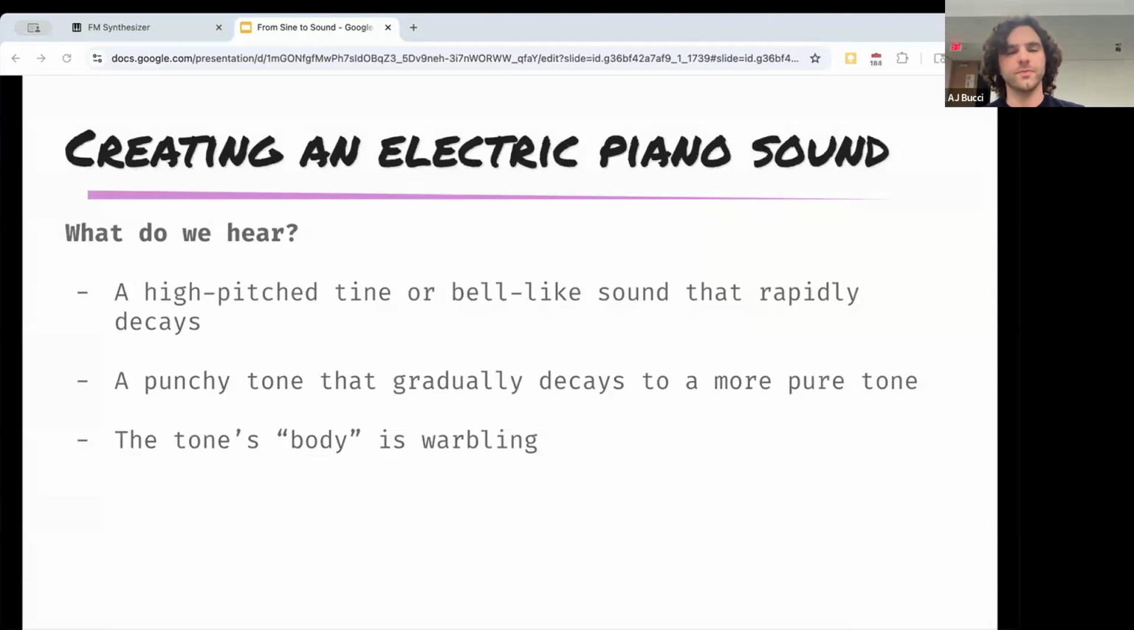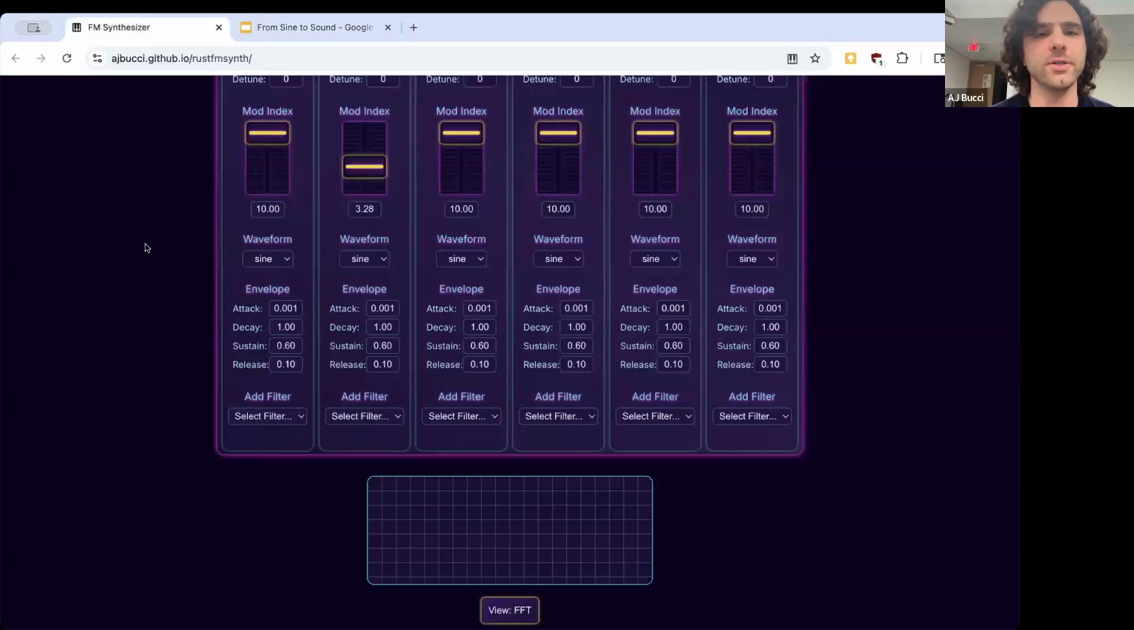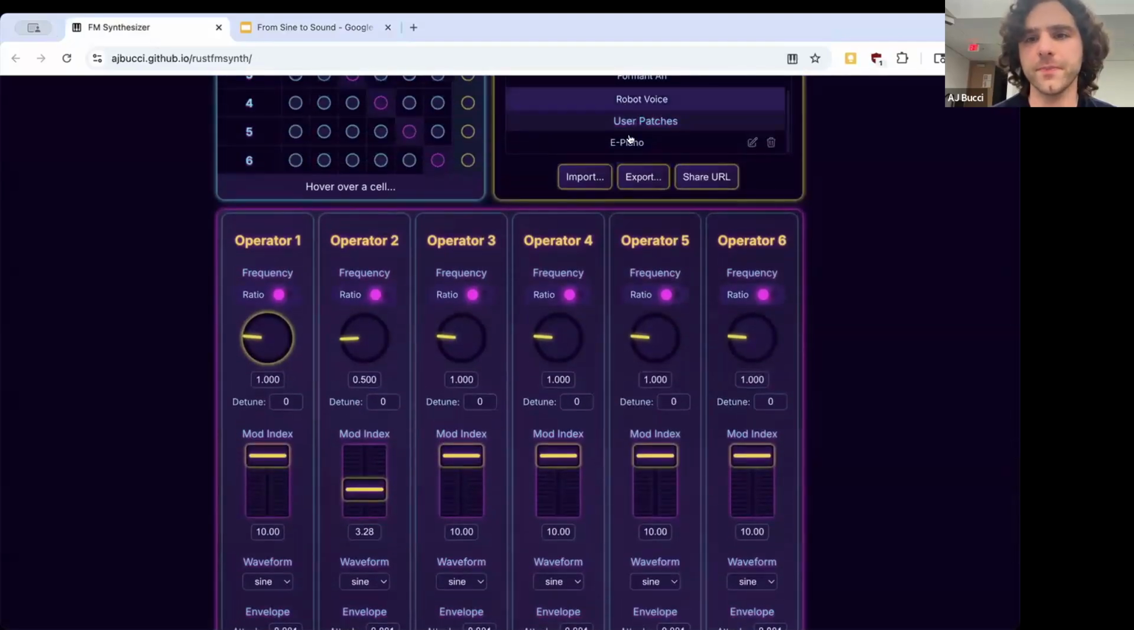All right, so that's cool and all, but it'd probably be cooler if we actually made a musical sound. So now that we're equipped with this knowledge, can we try to break down that electric piano sound that I played earlier and recreate it? All right, so let's go back to the synth and listen to it again and see if we can pick out all the different components of the sound.